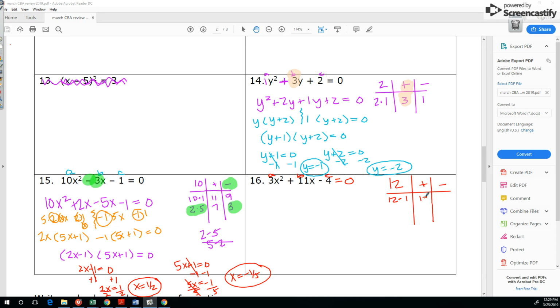12 and 1, that gives you 13 and 11. 2 and 6, 8 and 4. 3 and 4, 7 and 1. Okay, my 11 that I need is under the minus column. My 11 is positive with B. So that means I need to get a positive 11, and that would come from 12 minus 1.